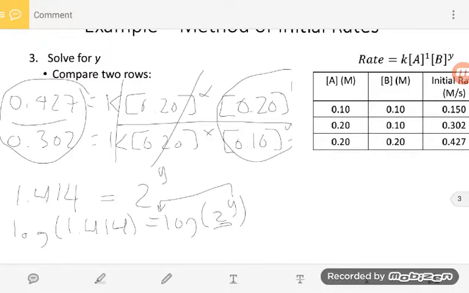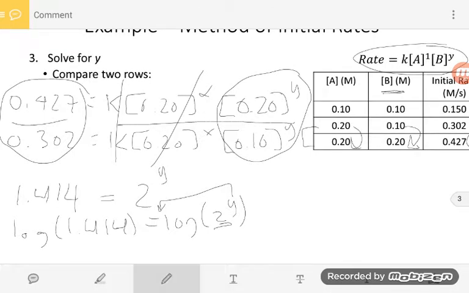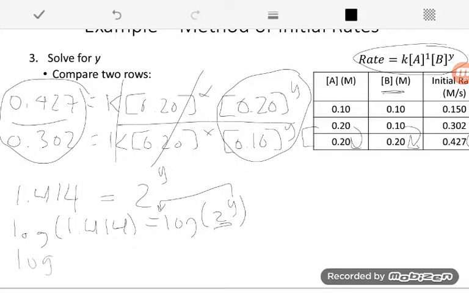So what we really have is log of 1.414 is equal to y times the log of 2, right? Because we got to move that exponent out in front. Well, now it's really easy to solve, right?